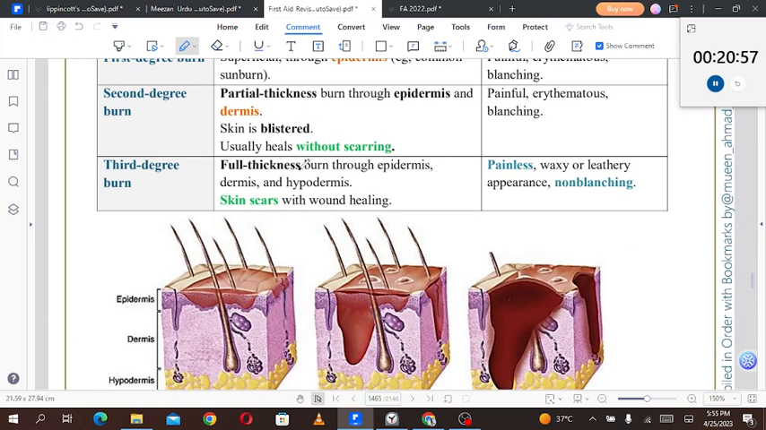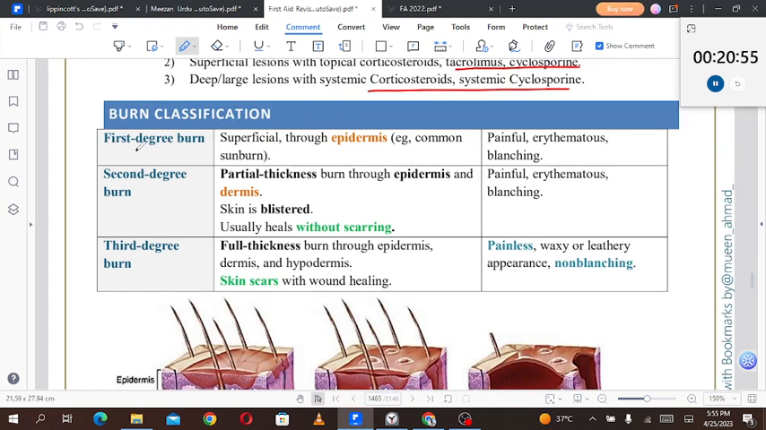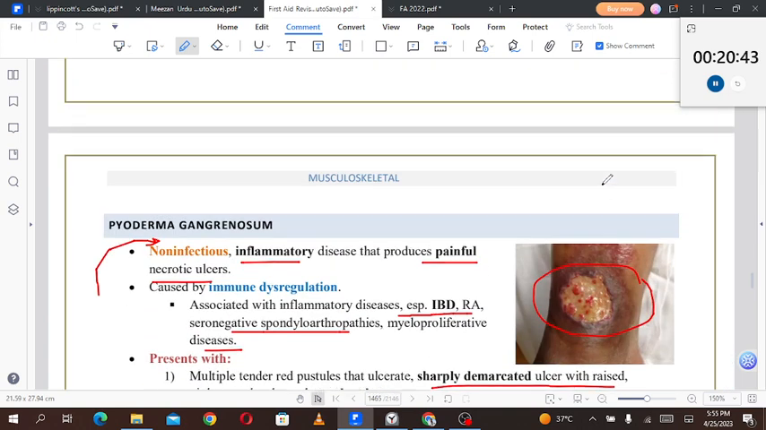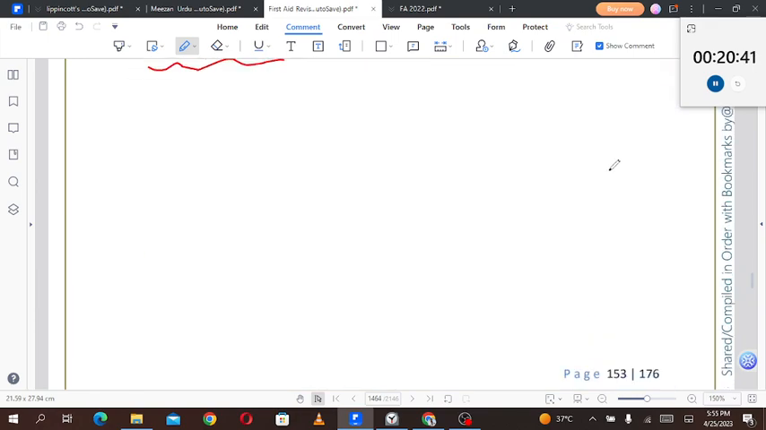Now we'll classify the burns. A burn can be first degree, second degree, or third degree. A first degree burn is superficial, through the epidermis, for example, common sunburn. That is a first degree burn. It is very painful, erythematous, and blanching. If we press the surface, it will blanch.